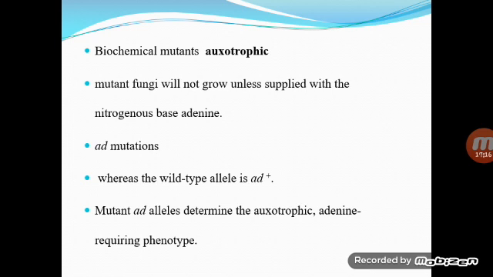So fungi with the deficiency of ad, if we want to grow such type of fungus, we will have to provide additional nutrients of adenine in the minimal media, so these types of fungi can grow on the medium.